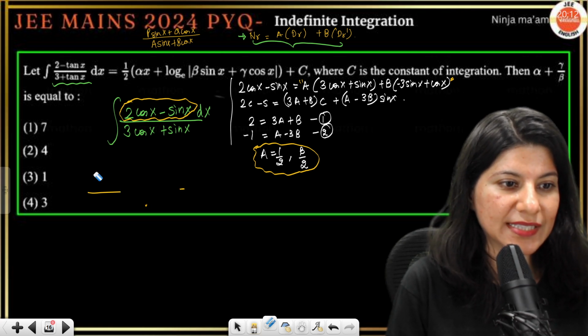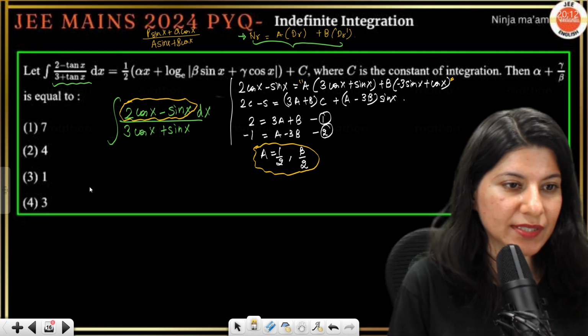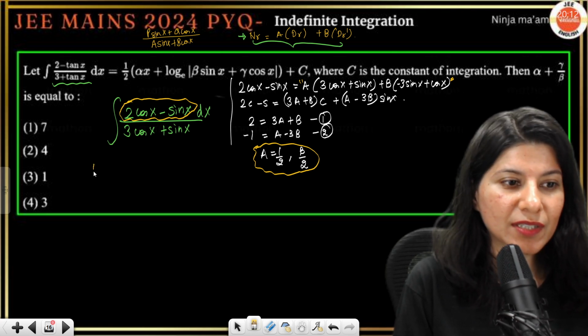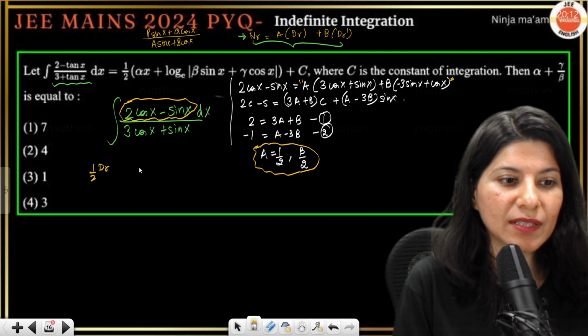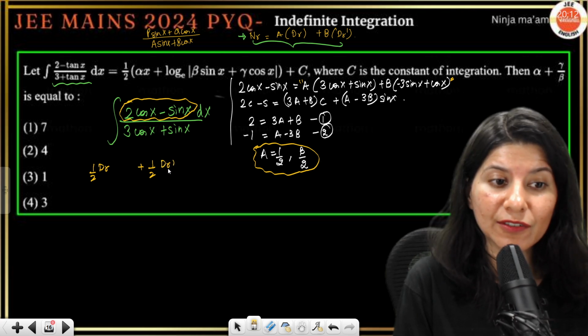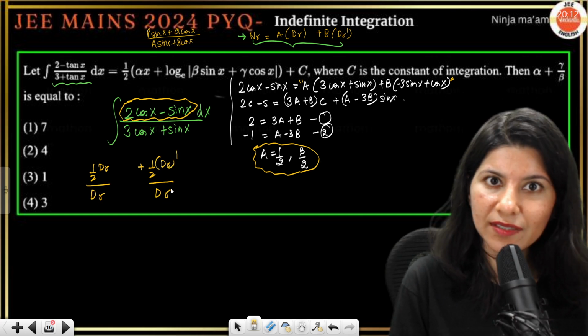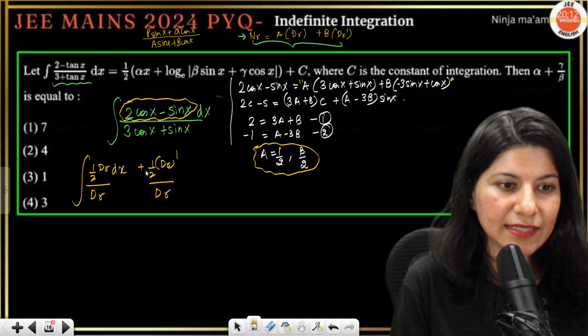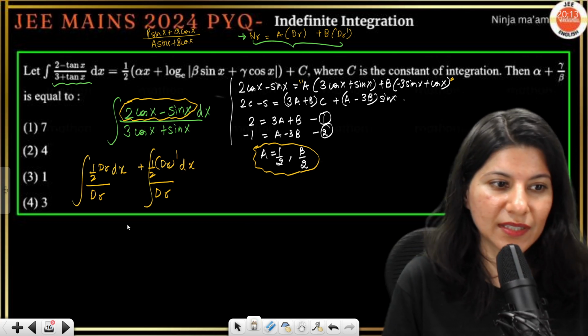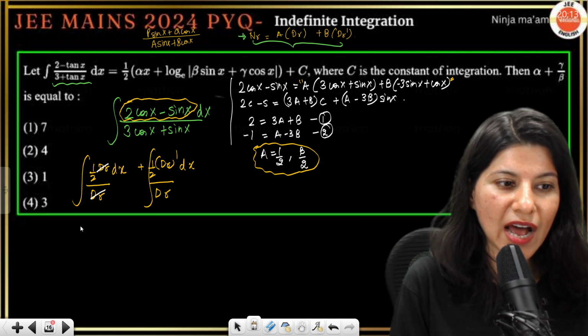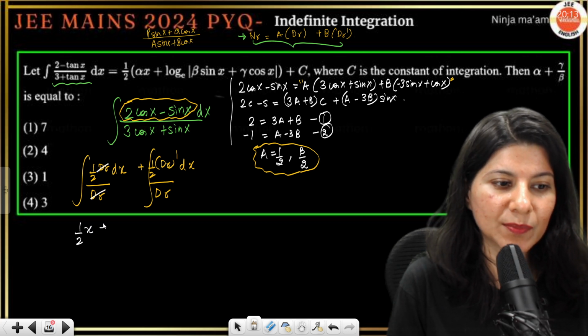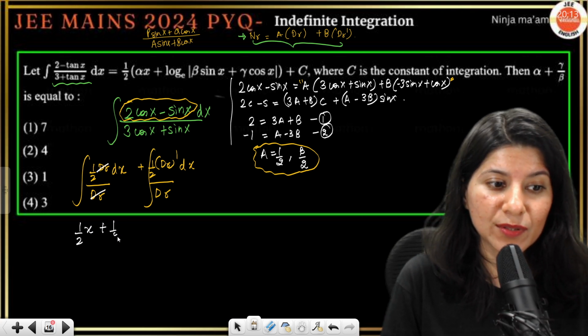Yes. So basically, what I'm trying to do is, this numerator can be written as half denominator plus half derivative of denominator. That's what we did. Upon denominator, clear, integral dx. This is also dx. Perfect. That's what we did. Denominator gone. Half ka integral is 1 by 2 x plus. Now 1 by 2 is already there.